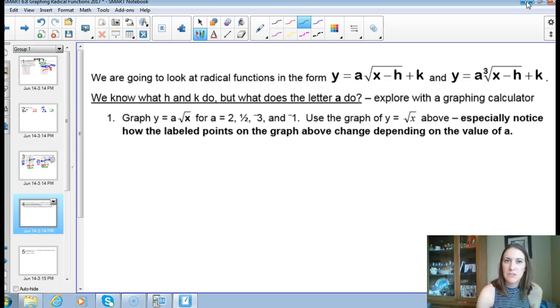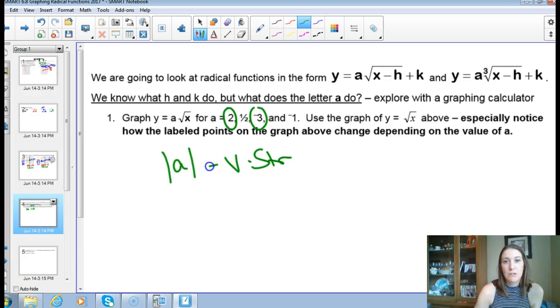than normal. So the question is, especially notice how the label points of the graph change. Okay, so the y values, when you have an a value that is larger than 1 if you take the absolute value, so the absolute value of a, it's going to be a vertical stretch. So 2 and 3 are vertically stretching.